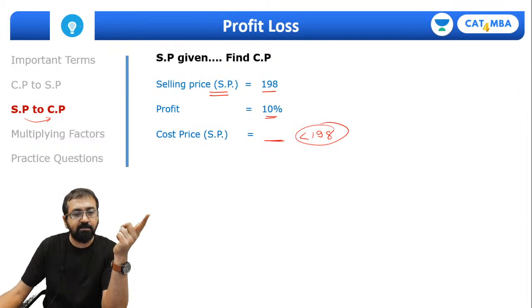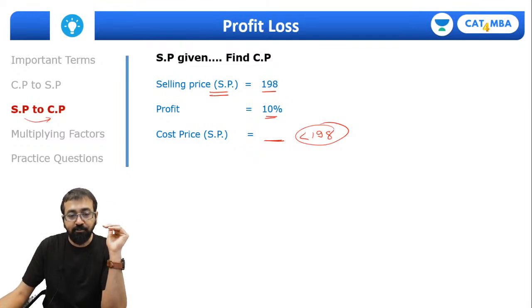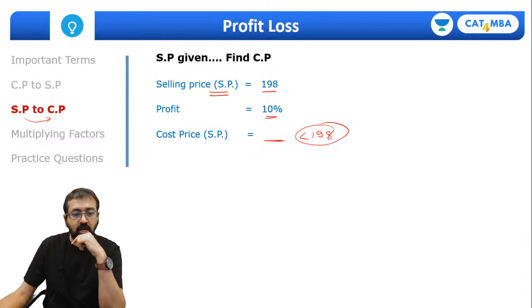Can I calculate 10% of 198 and subtract it from 198? No, we can't do it, because this profit percentage is always percentage of cost, not of selling price. So if you calculate 10% and subtract from that, you will get wrong answer. Okay, so don't do it. So the question is how to calculate this.